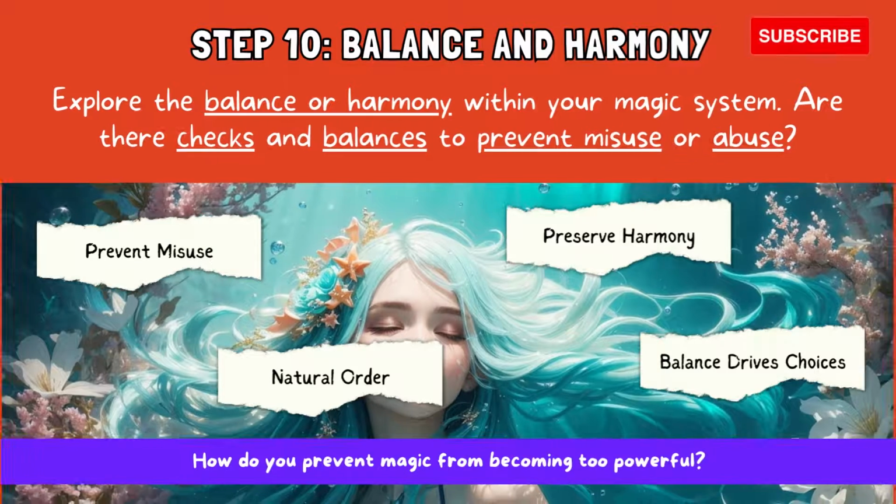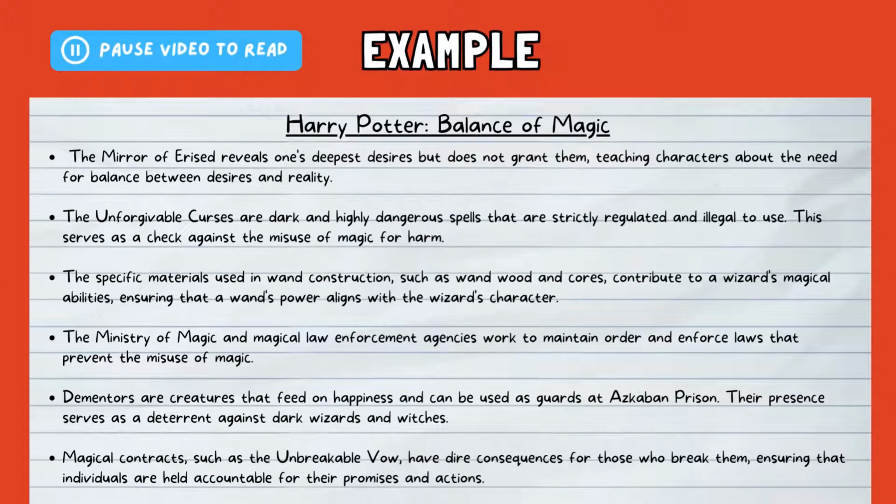In the Harry Potter series, the concept of balance and harmony within the magic system is illustrated through the use of powerful magical objects like the Mirror of Erised, as well as magical laws in place that prevent the misuse of magic. These elements collectively create a complex and balanced magical system in the series, where ethical dilemmas, choices, and consequences play a significant role in maintaining harmony within the wizarding world.